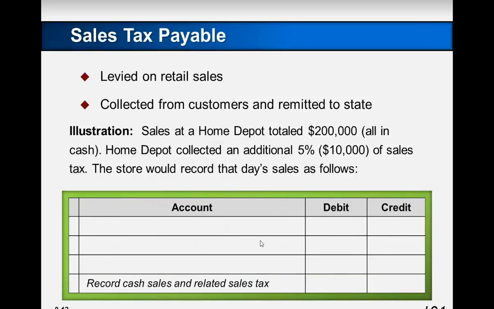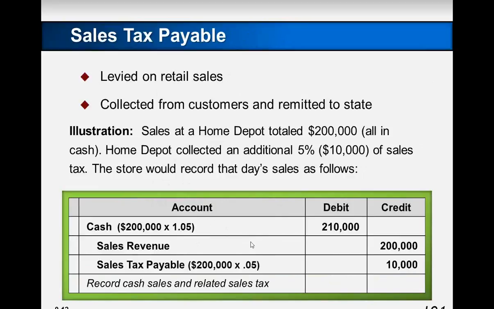So in this case, if we were recording a sale from Home Depot that totals $200,000, and it's a cash sale, Home Depot collected an additional 5% in sales tax. 5% times $200,000 equals $10,000. And they would record that day's sales as they bring in the cash. They got the actual cash. Cash increased by $210,000. Sales increased by $200,000. And the liability of sales tax payable increased by $10,000.